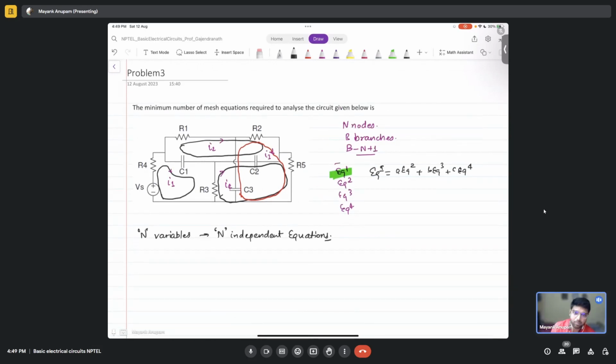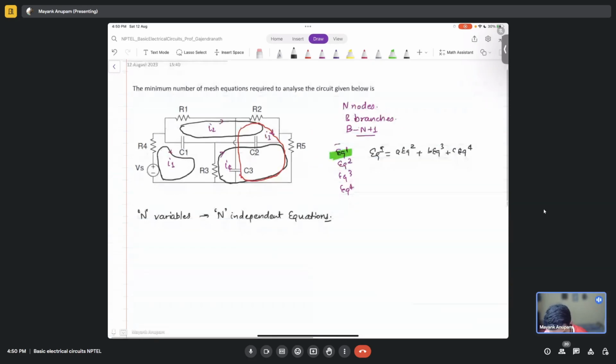So what is the purpose of solving a circuit? You want to find the current through it, you want to find the voltage across it, right? Across all the elements, you want to find the voltage and the current flowing through all the elements. That is the purpose of solving a circuit, right? Is that fine? Yes, sir.